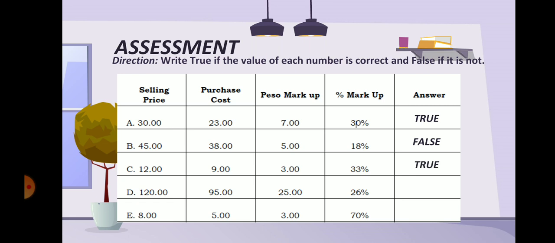Next, 120 pesos is the selling price, 95 pesos is the purchase cost, and 25 pesos is the peso markup. Then the percentage markup is 26%. True or false? It's true. Okay, next. Selling price is 8 pesos, purchase cost is 5 pesos, then your peso markup is 3 pesos, and the percentage markup is 70%. True or false? It's false.